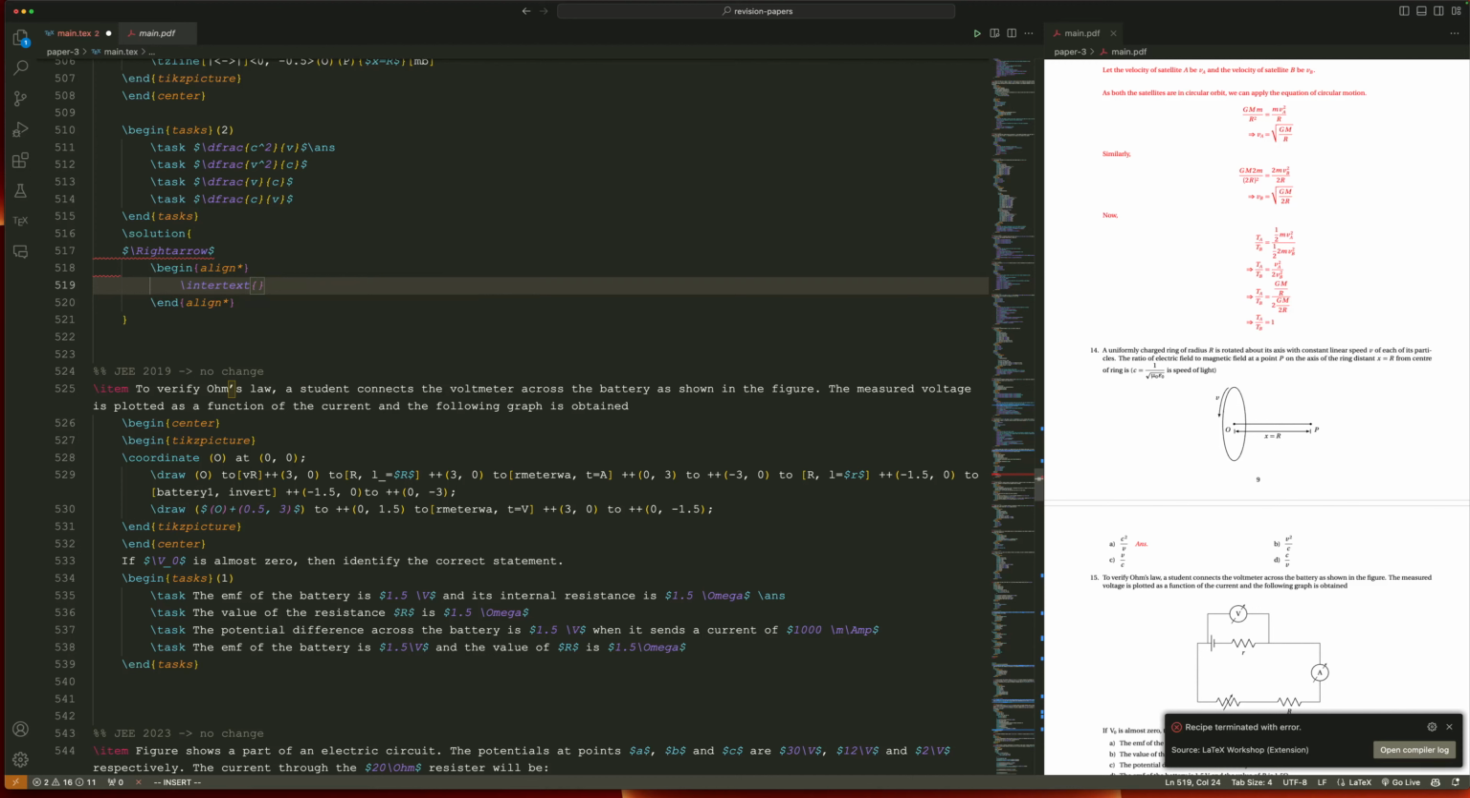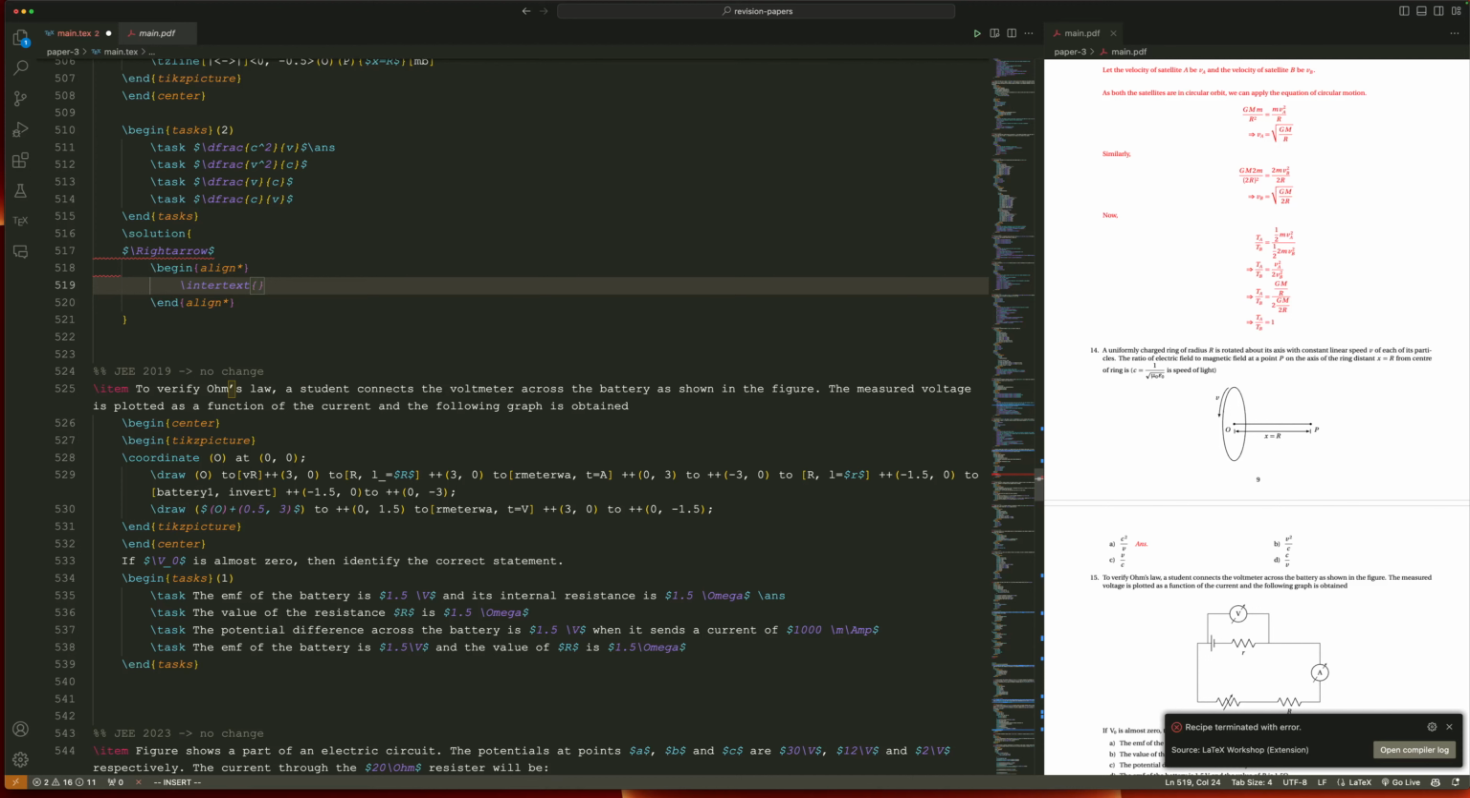Let me read this first. A uniformly charged ring of radius r is rotated about its axis with a constant linear speed v, and for each of its particles, find the ratio of electric field to the magnetic field at point P on the axis of the ring at distance x equal to r. It seems horrible, but yes, we have to find the ratio. That means we have to firstly assume the amount of charge.